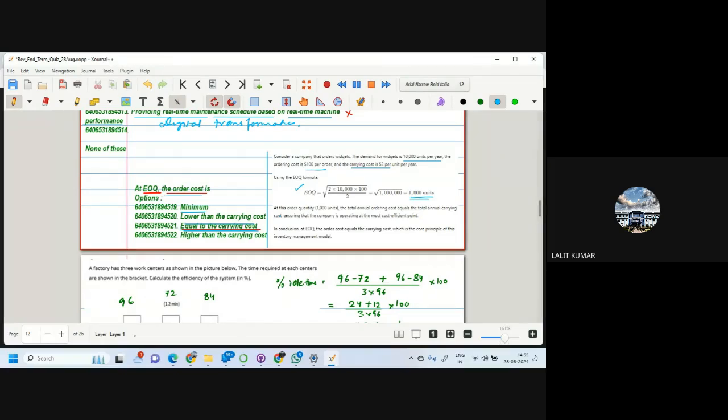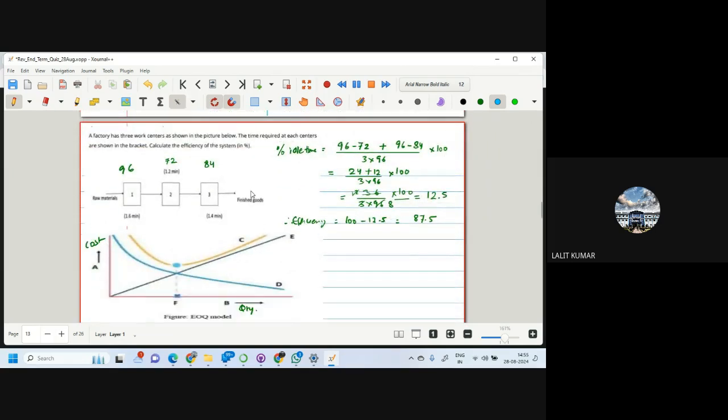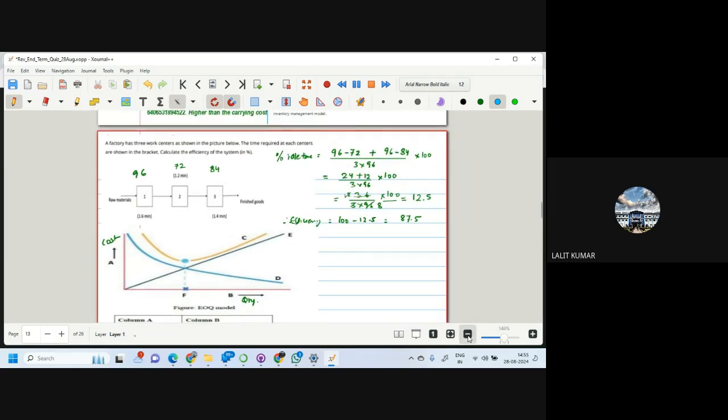Now, at this order quantity of 1,000, the total annual order cost equals the total annual carrying cost, ensuring that the company is operating at the most cost efficient level. So at EOQ, the ordering cost is equal to the carrying cost. Just remember this. This is a simple one. If I remember correctly, it had come in Q2 also. So all of us can do that. This is cost, this is quantity. So this I will not touch upon.